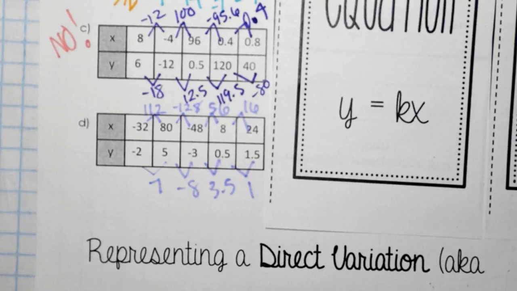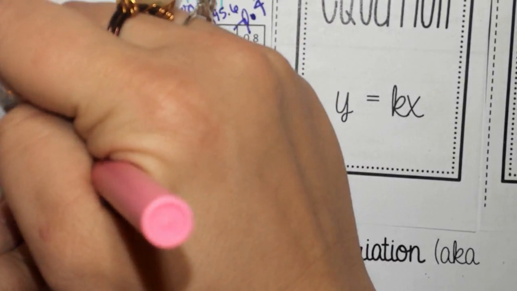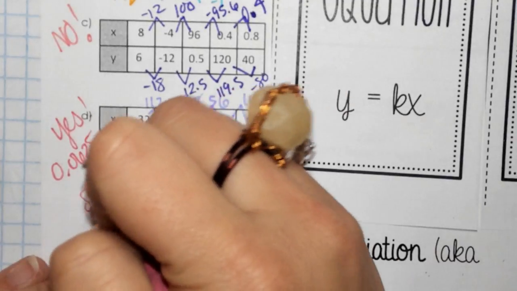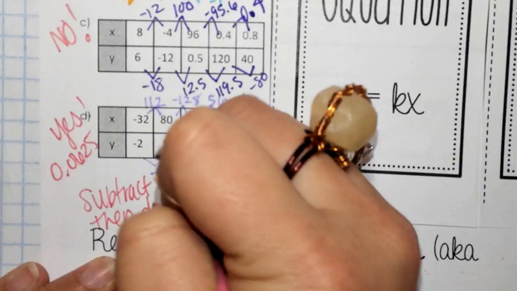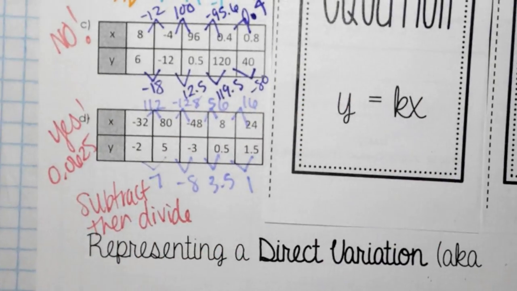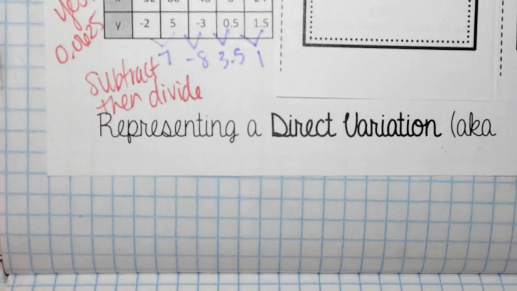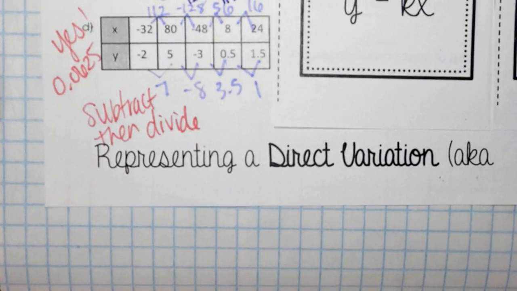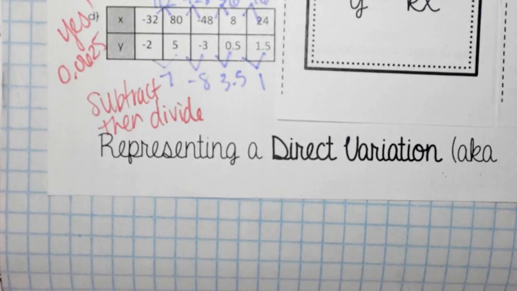So what do you guys think this one is? Yes. It's a yes. 0.0625. So remember, subtract, then divide. Subtract, then divide. You divided the other way. Y divided by X. Bottom divided by top.